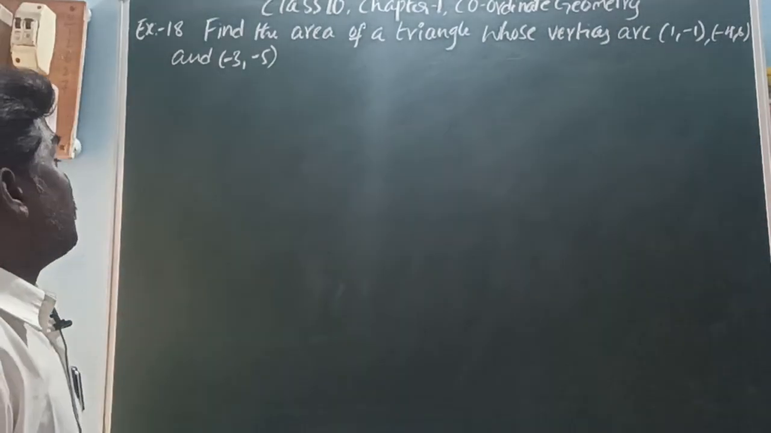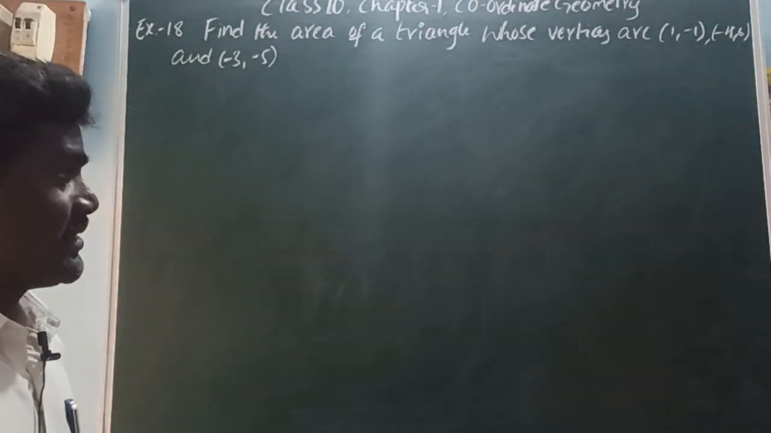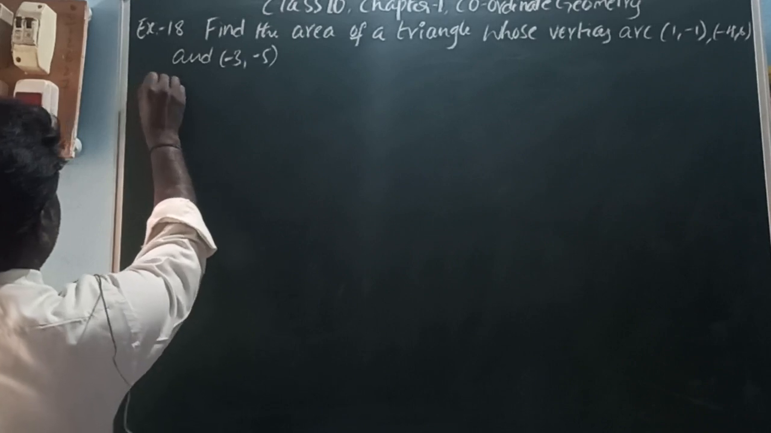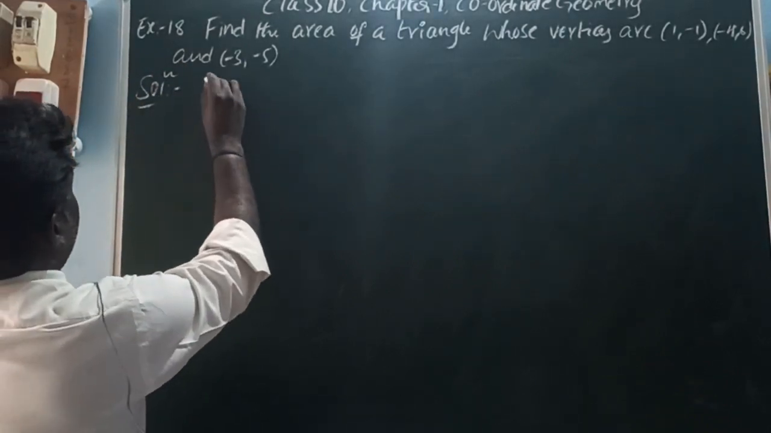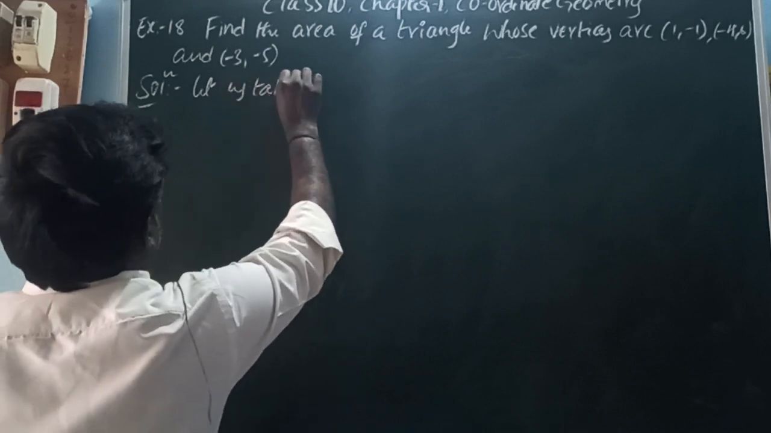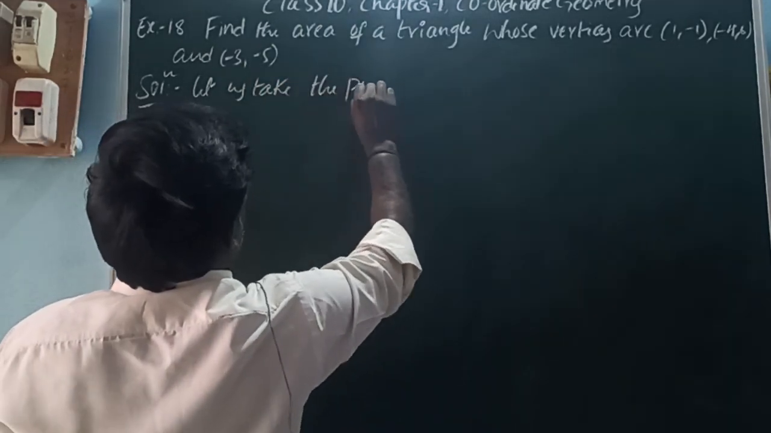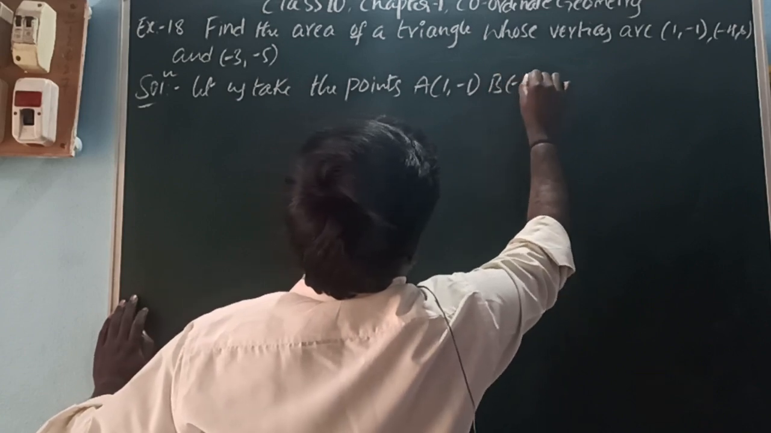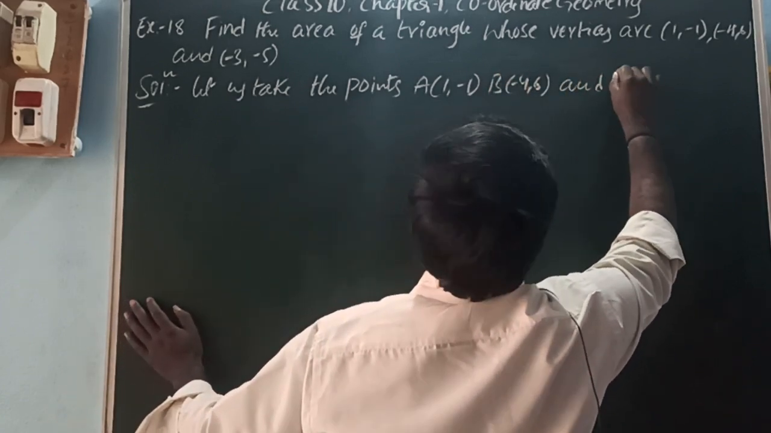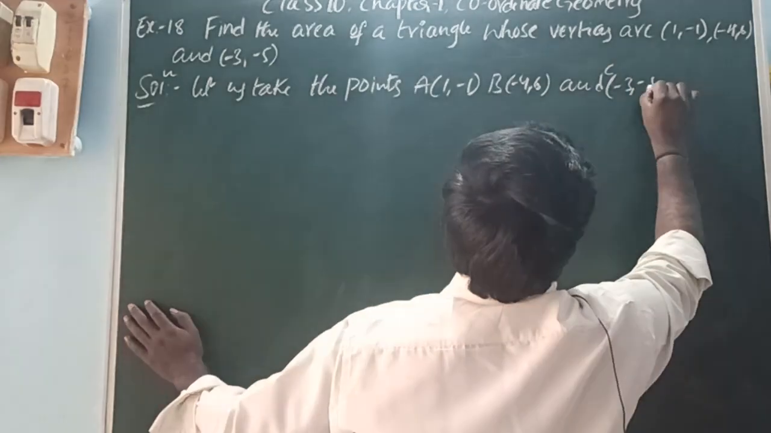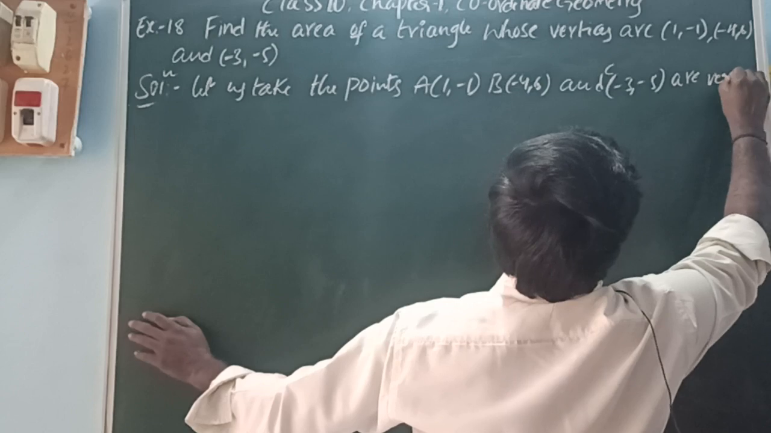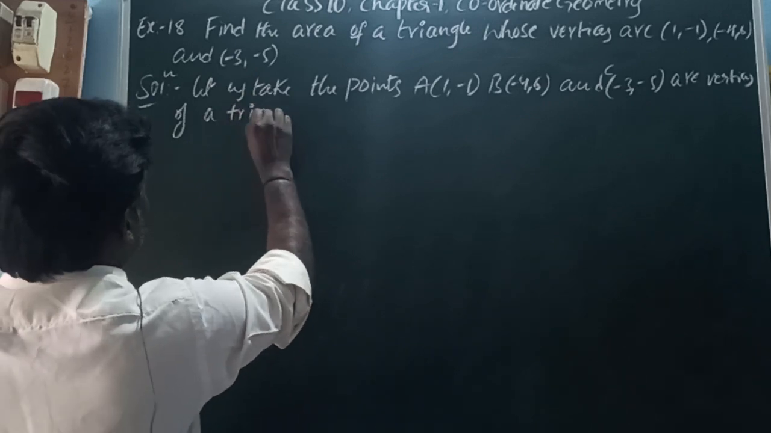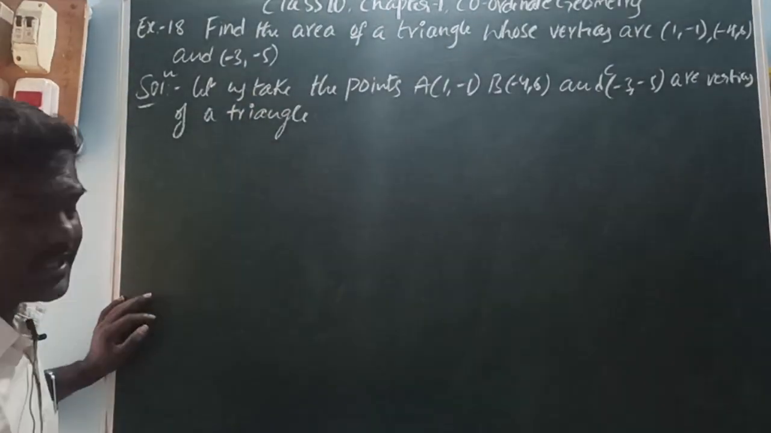Okay, so here example 18. Find the area of a triangle whose vertices are (1, -1), (-4, 6) and (-3, -5). So here let us take the points A (1, -1), B (-4, 6) and C (-3, -5) are vertices of a triangle. So what is asking? Area of a triangle.